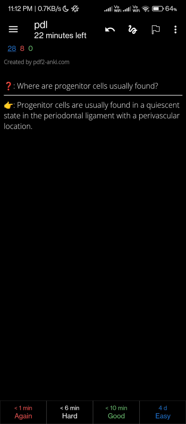Where are progenitor cells usually found? Progenitor cells are usually found in a quiescent state in the periodontal ligament with a perivascular location.